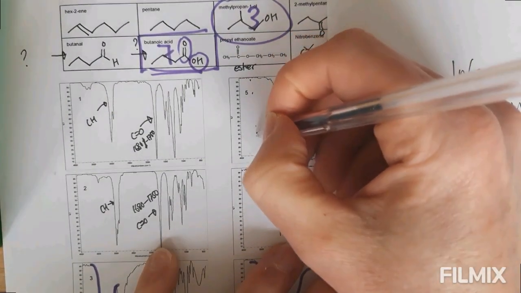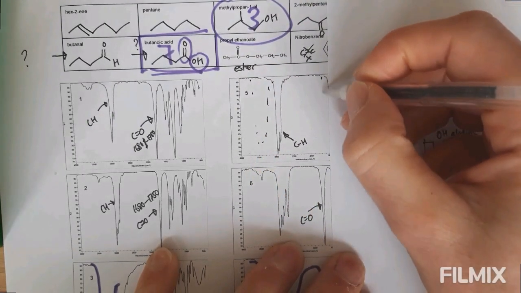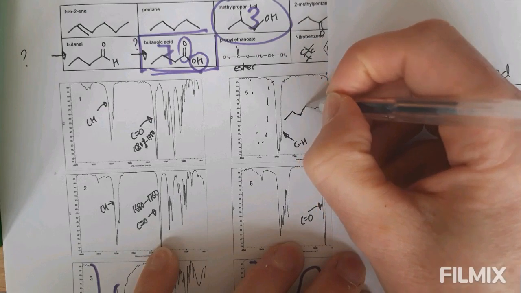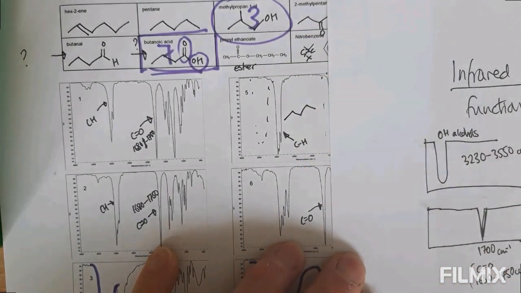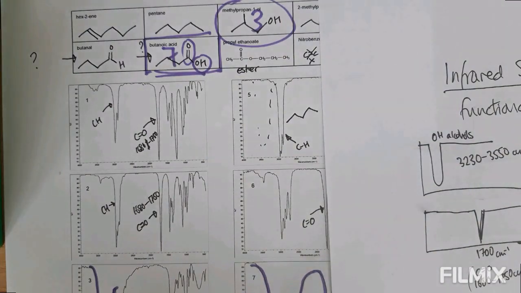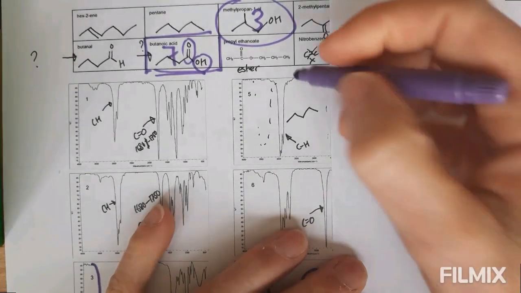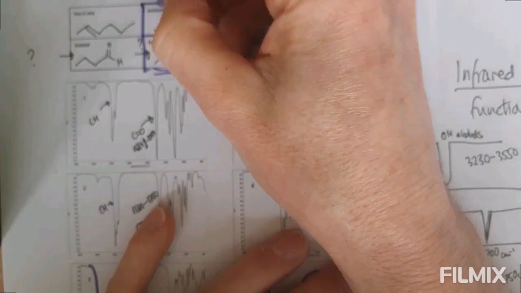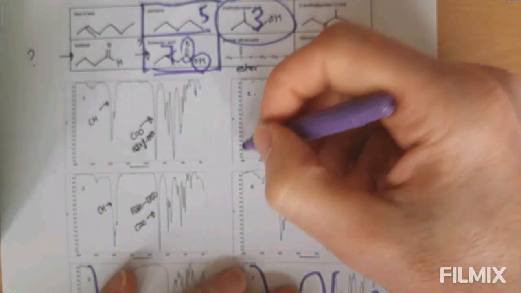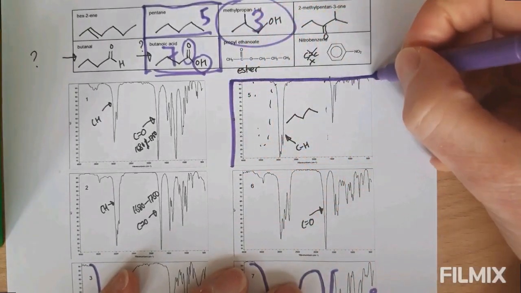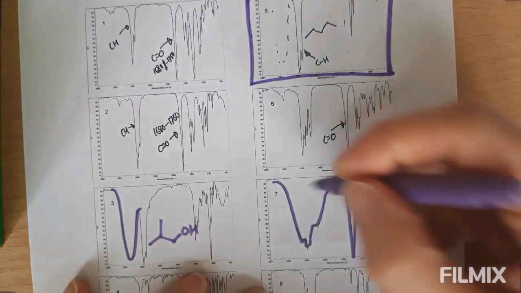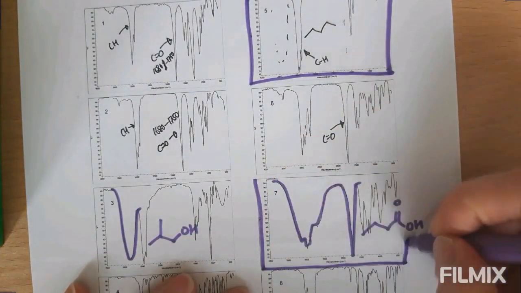Well, it hasn't got an alcohol peak here. It hasn't got a carbonyl peak here. All right, this is definitely just pentane. And we know that because it hasn't got any of the other peaks that we're looking out for. So that is pentane. Pentane is 5. So we've done the first 3 quite easily, by looking out for obvious peaks, or by looking out for any obvious missing peaks.